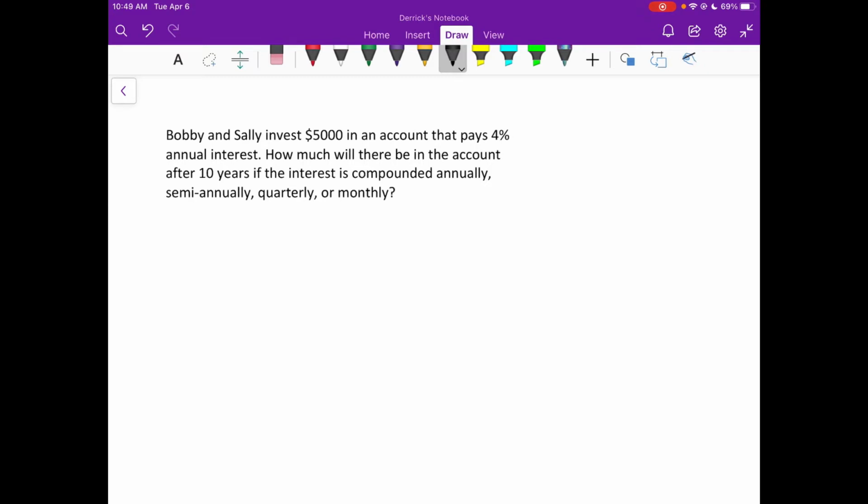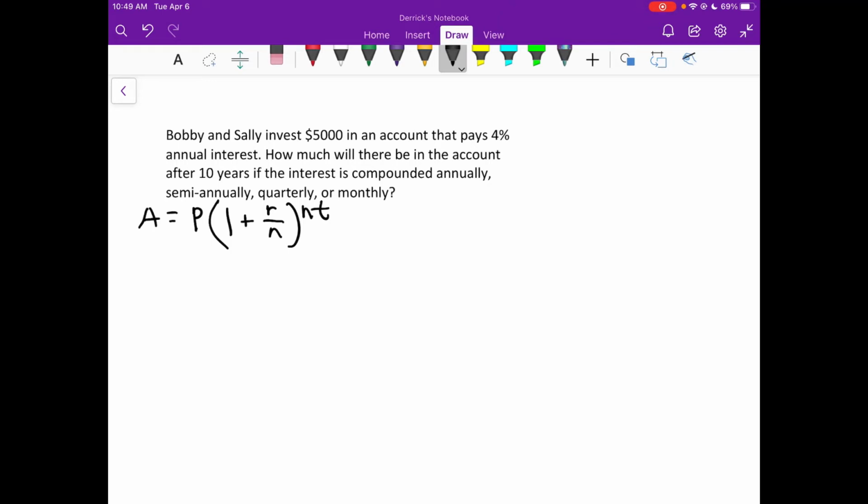Well, to begin with, I'm looking at how it's compounding. I don't see continuously listed anywhere in that question, so the fact that I do not see anything about compounding continuously tells me that we must be using our first formula of A equals P times 1 plus R over N to the NT power.